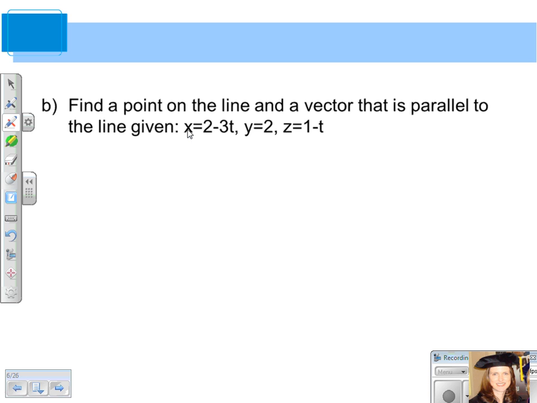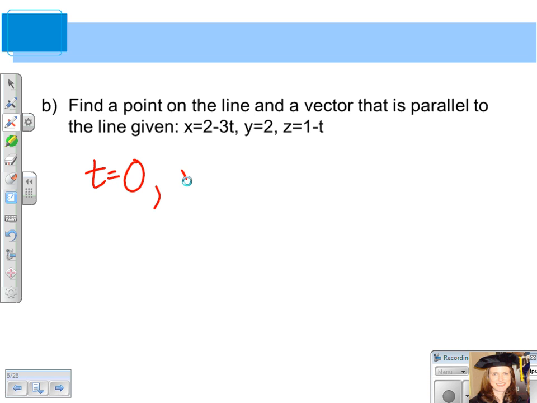In the second example, we want to find a point on the line and a vector that is parallel to the given line. Here we're given the parametric equations: x equals 2 minus 3t, y equals 2, and z equals 1 minus t. One thing we can do is determine some points on the line. For example, what is the position of the point in space when t is equal to 0?